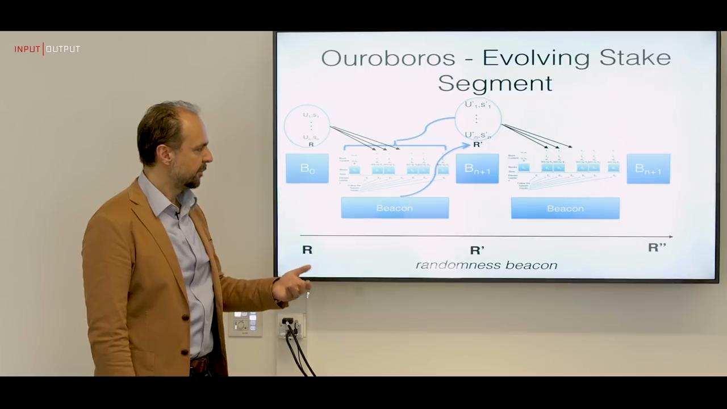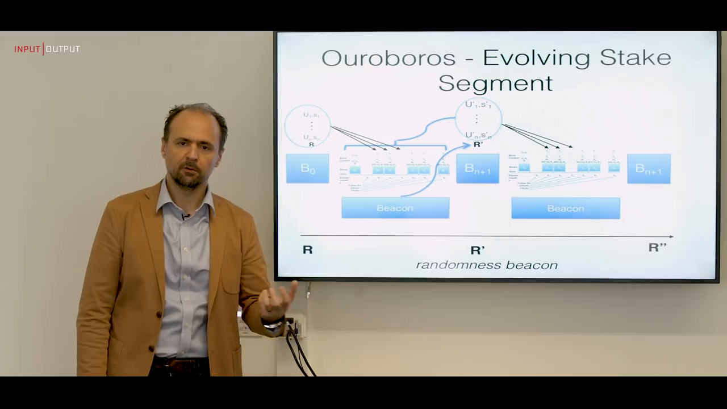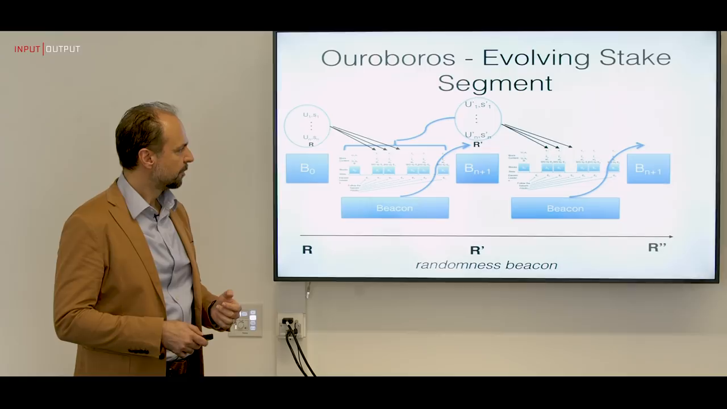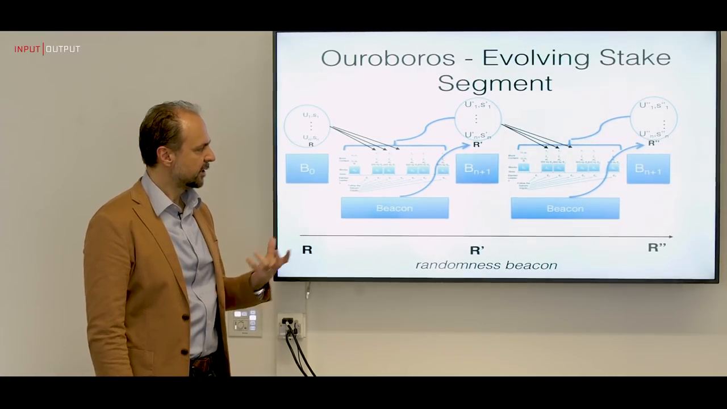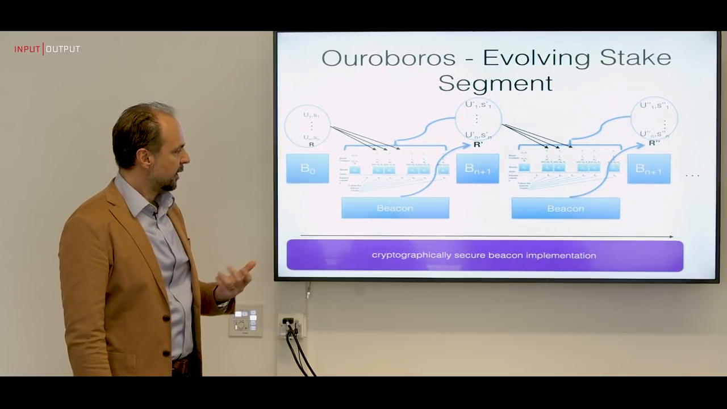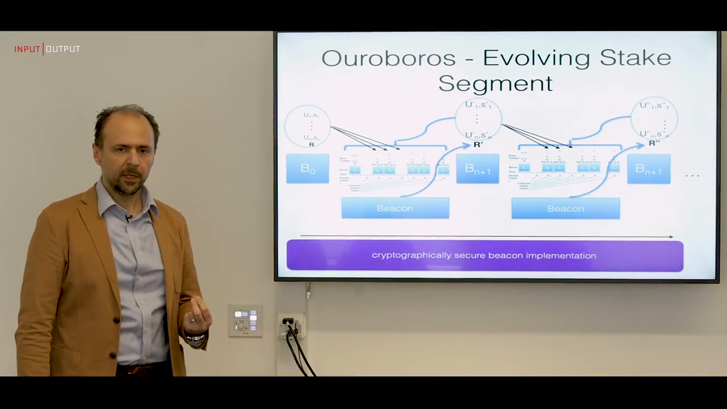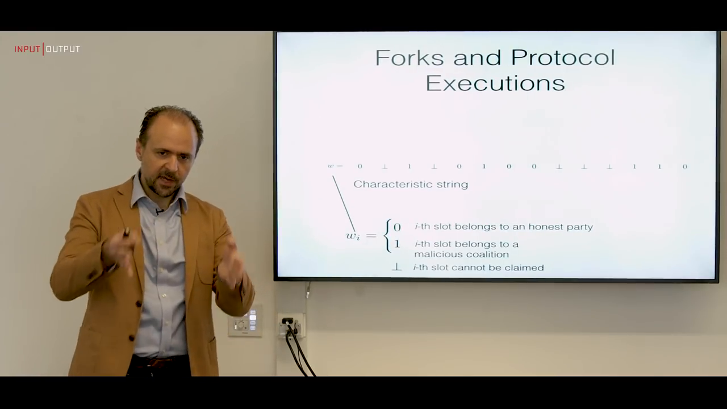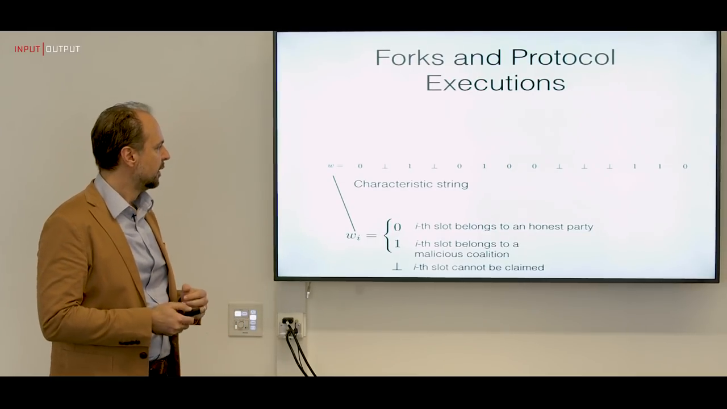There is another stakeholder distribution that has evolved from the first epoch, guaranteeing the safety of the second epoch, and the protocol advances in this fashion. When we are ready for the next epoch, again we look at the ledger, collect the stakeholders, produce the next randomness value, and so forth. Finally, in some cryptographic fashion, we need to show how the beacon itself can be implemented. So let's take a dive a bit deeper and see how the security analysis works.